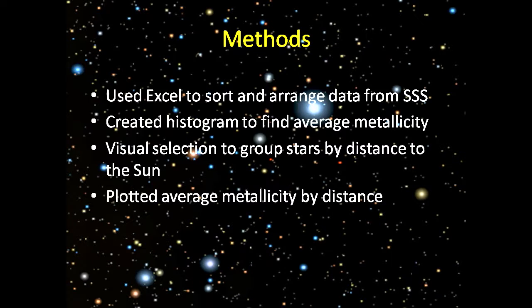In this project, I used Excel to sort and arrange the data. The metallicity was taken from 10,543 RR Lyraes in the galaxy, and I created a histogram to find the average metallicity. Then I focused on that little yellow square and sorted these stars by their distance to the sun and plotted their corresponding metallicities based on the distance group.